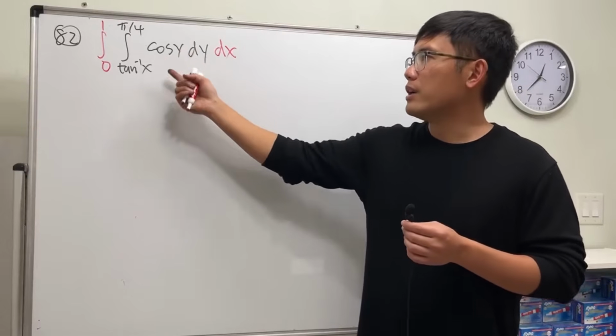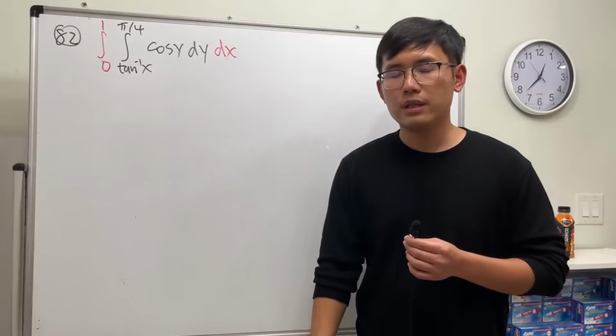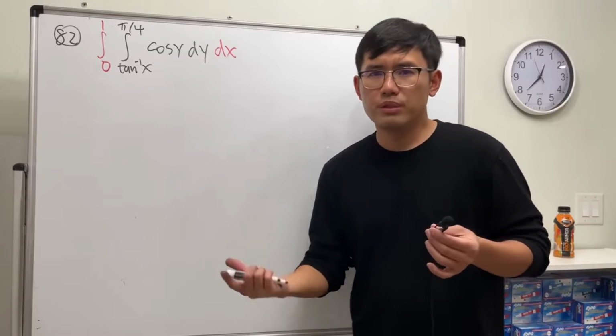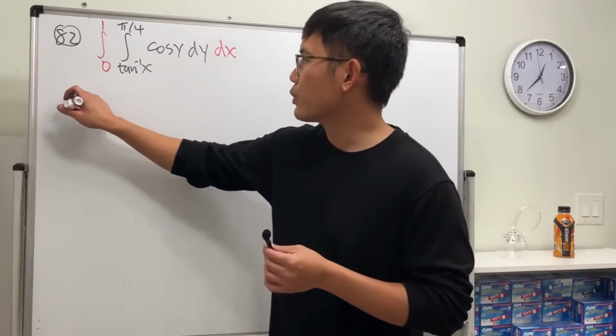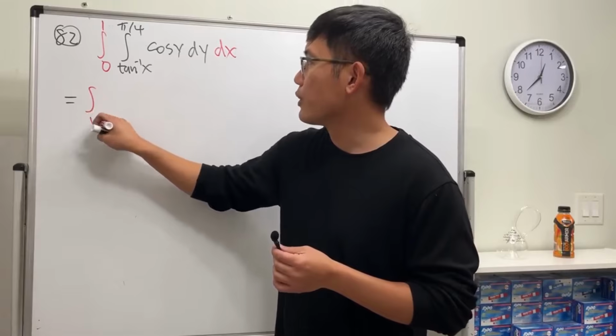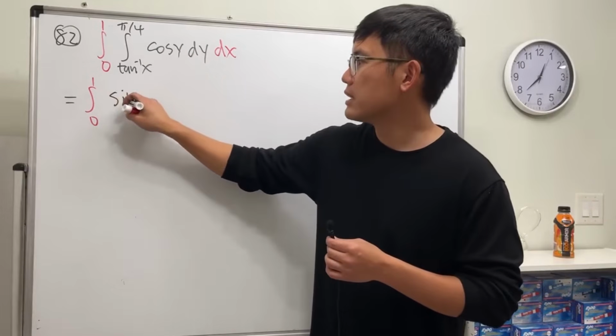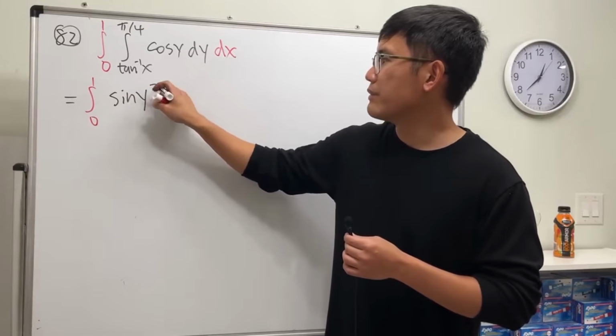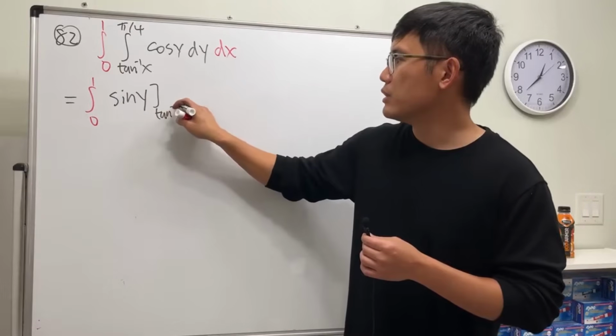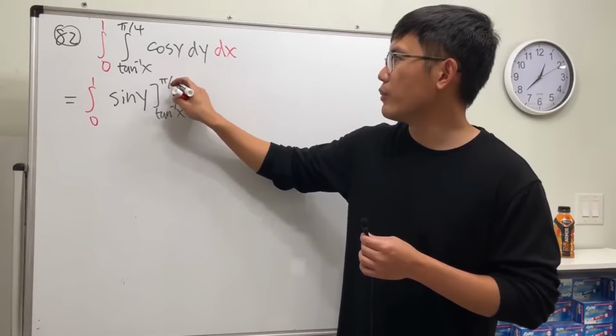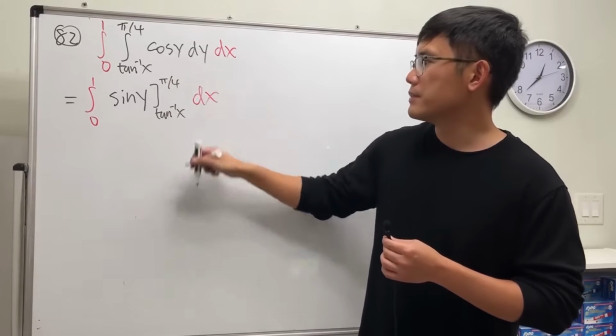If you look at this right here, can we integrate cosine y in the y world? Yeah, that's pretty straightforward. So let's just do it. So right here, we have the integral going from 0 to 1. Integral of cosine y is positive sine y. And then we will just have to go from inverse tangent of x to pi over 4 and then dx.